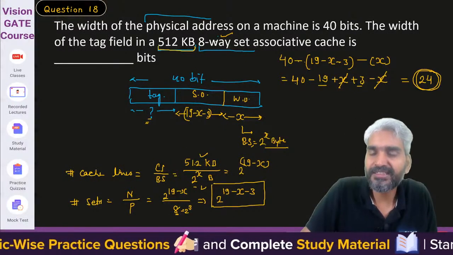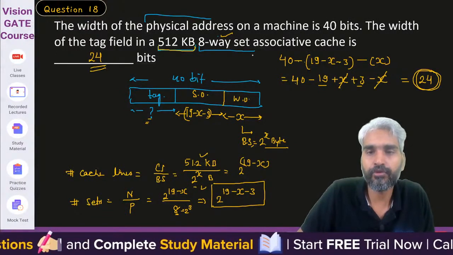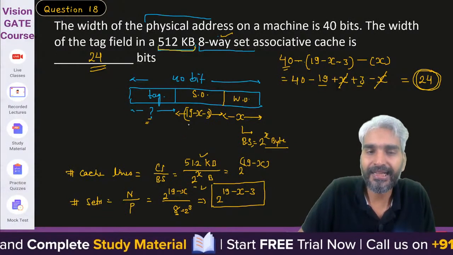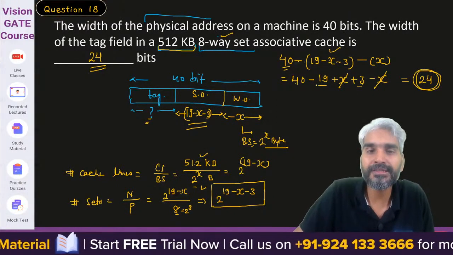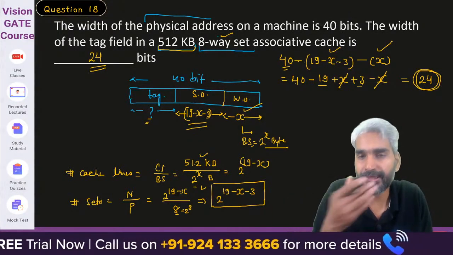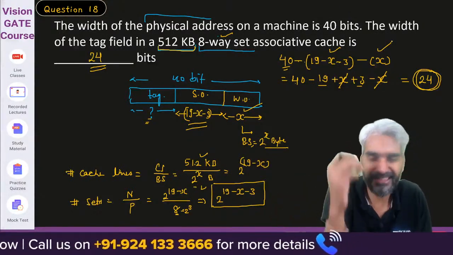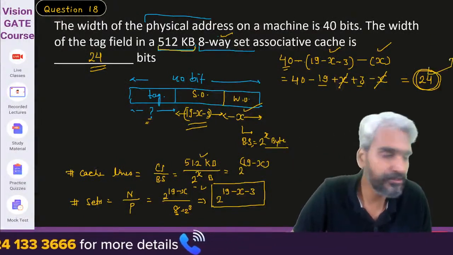So if this is the scenario, then the number of bits in the tag field will be 24 bits. Out of 40 bits, 19 minus X minus 3 will be required for set offset, so they need to be subtracted. X bits will be required for word offset, so they also need to be subtracted. Whatever happened has happened, and the final result is 24.